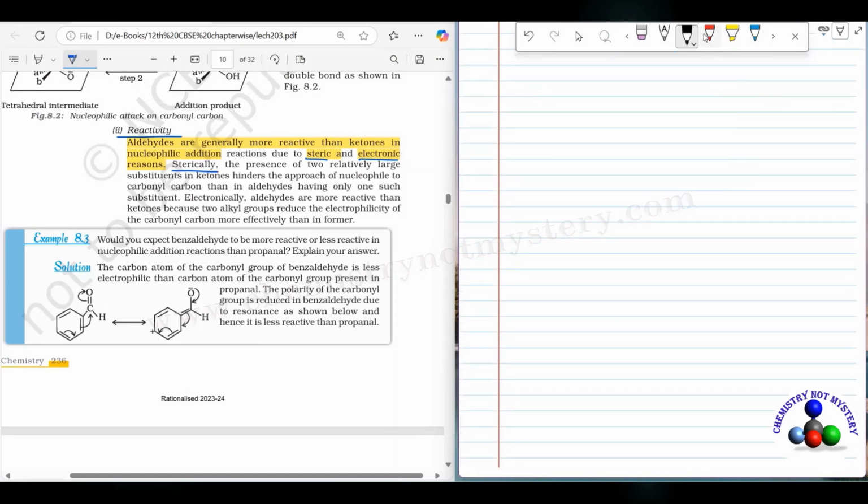So here it is written that aldehydes are more reactive than ketone. So now draw the structure of aldehyde. So this is carbonyl carbon, and to one side it is bonded to hydrogen, and on the other side it is bonded to alkyl group. And here this is ketone. To both sides it is bonded to alkyl group.